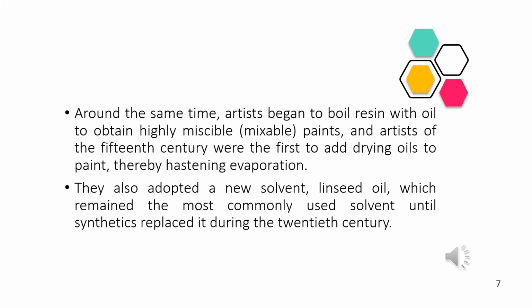So how were paints made? During the ancient times, the paints were made by using the resins with the oil. They boil the resins with the oil, and by boiling resin with the oil, they obtain highly miscible paints. So they mix resin with oil and obtain the highly miscible paints.